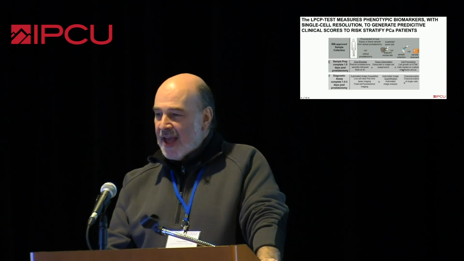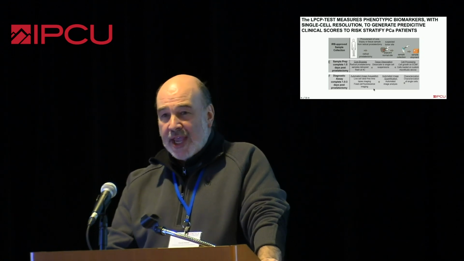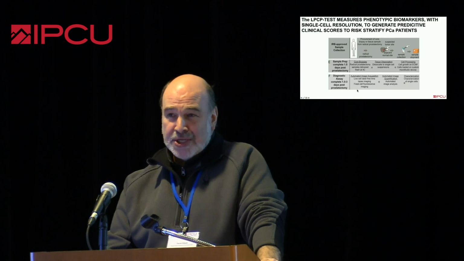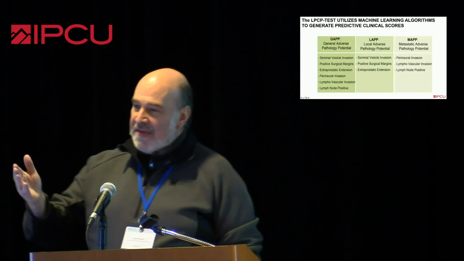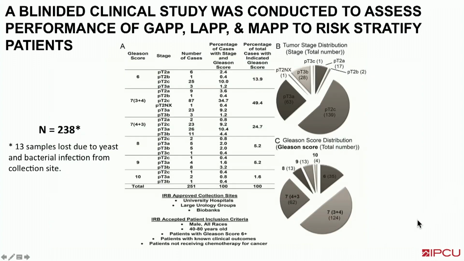We're able to grow the cells out, and then we can use this automated imaging, and we may see in the future, we may not need the pathologist as much as we rely on them today. So here are some of the matrices that we've developed. Essentially, the general adverse pathology potential combines with local and metastatic adverse pathology potential, and these are clinically relevant factors that we're using today to try to understand prostate cancer.